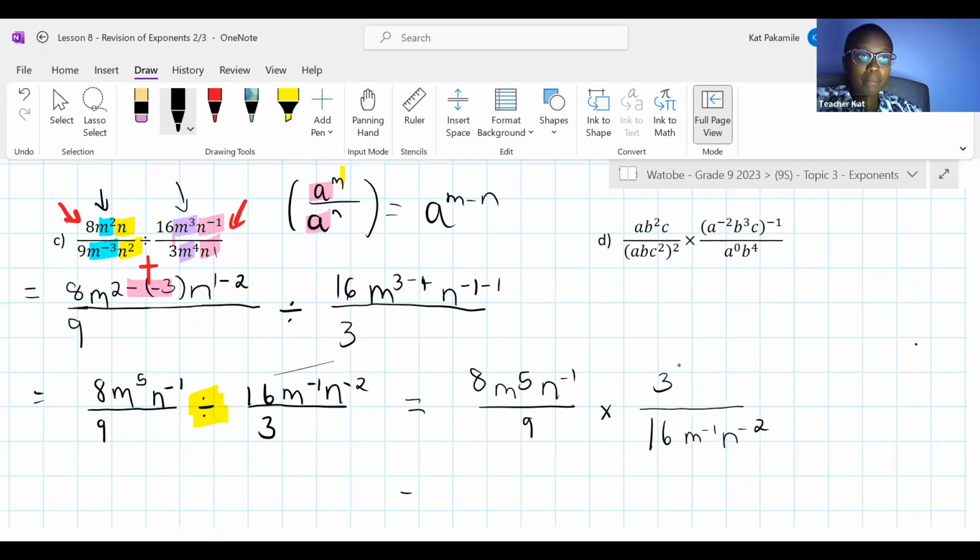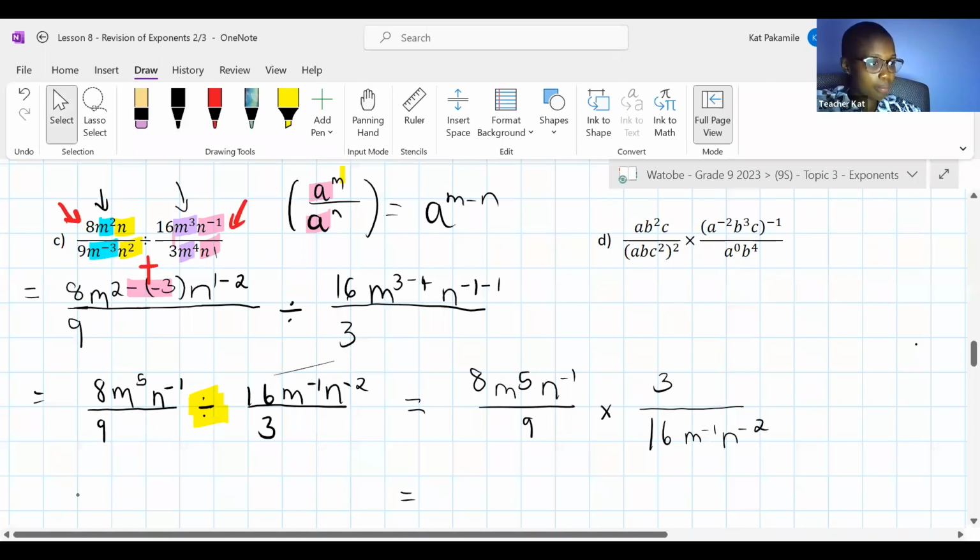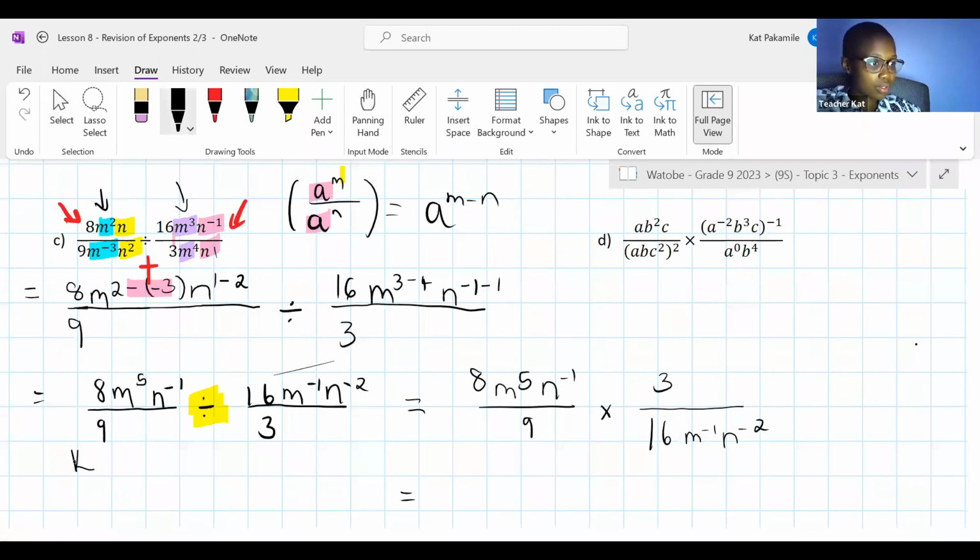The meaning of KFC is, let me write it on the side here. It's keep, flip, change. That's what we do when we are dividing fractions. So you keep this one the same, we kept it. You flip this one to a multiply, we did it. And you change this one to another fraction. You swap the numerator and the denominator. That's what we did. Keep, flip, change.